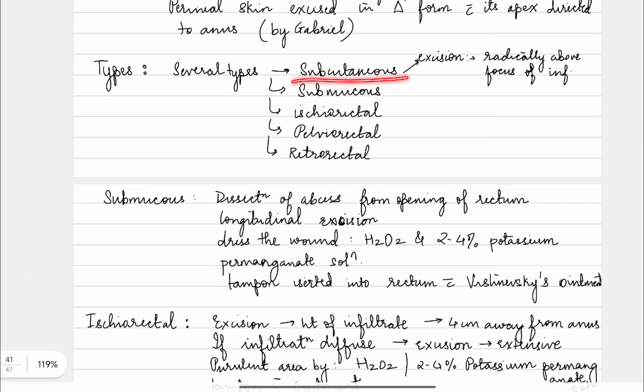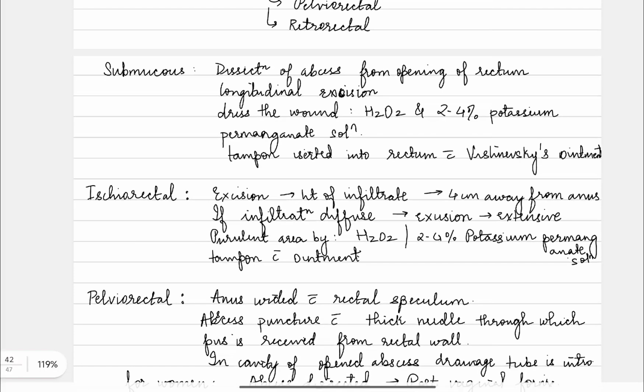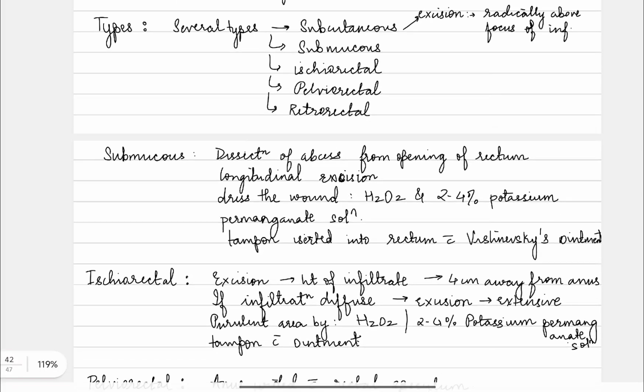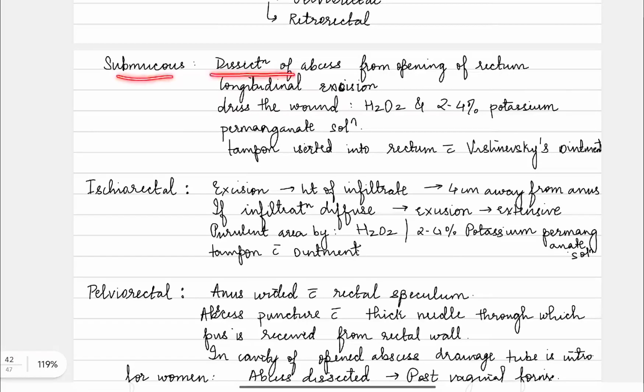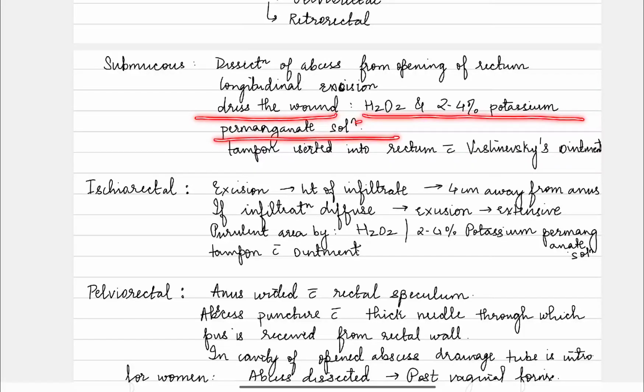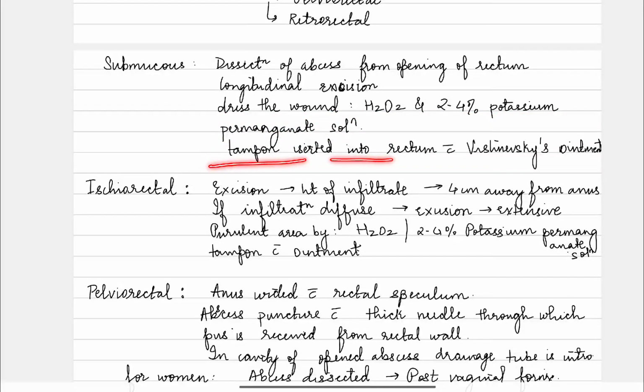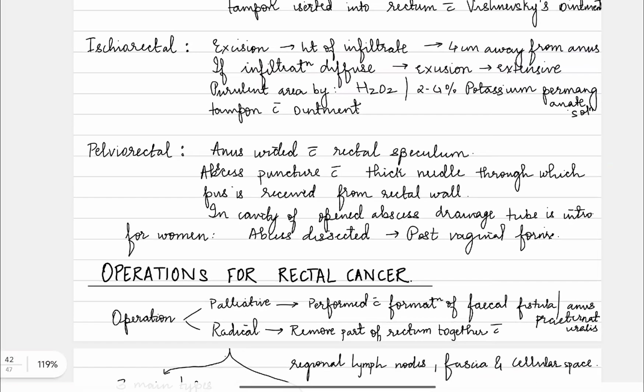Several types are there: subcutaneous, submucous, ischiorectal, pelviorectal and retrorectal. Subcutaneous excision is radically above the focus of inflammation. Submucous, dissection of abscess from the opening of the rectum. Longitudinal incision is done. Dress the wound by H2O2 and 2 to 4% potassium permanganate solution. Tampon is inserted into the rectum with Wisniewski's ointment.